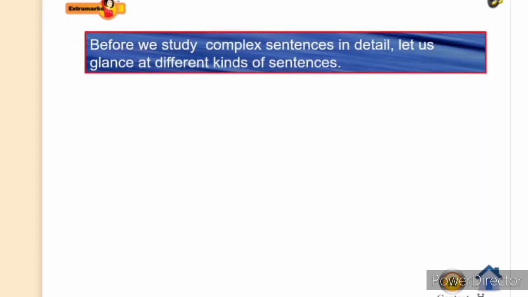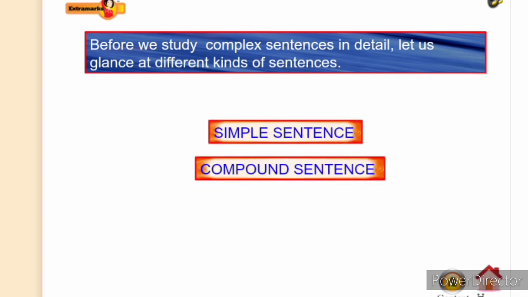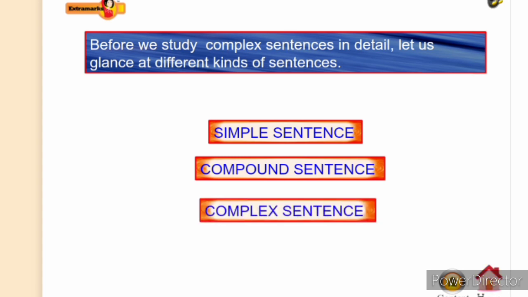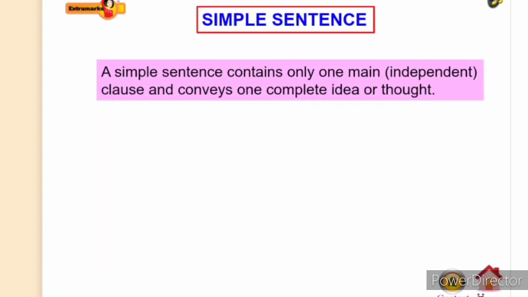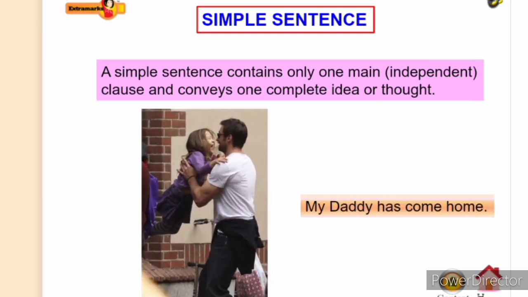Before we study complex sentences in detail, let us glance at different kinds of sentences: simple sentence, compound sentence, complex sentence. Let us first look at simple sentences. A simple sentence contains only one main independent clause and conveys one complete idea or thought. Example: my daddy has come home.